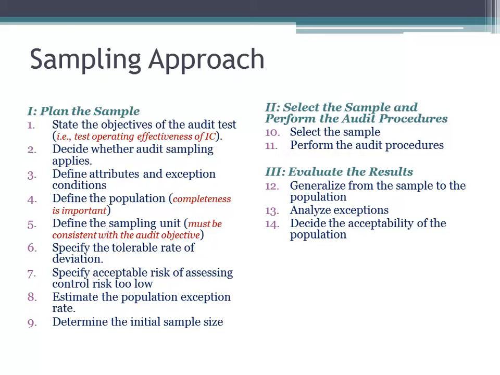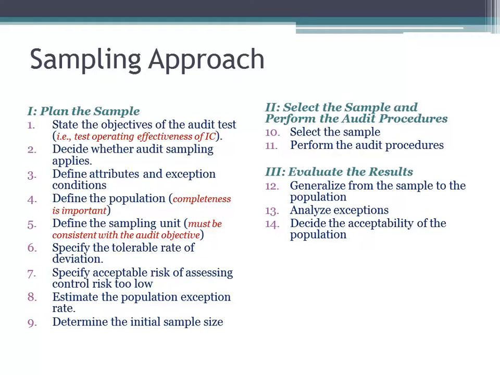Right? And so by setting the attributes, you should be able to identify the exception if those attributes are missing. So if there's no shipping document, that's an exception. If there's no voucher package with those three items, a purchase order, receiving report, and vendor invoice, that's an exception. So as you're going through this process of understanding your client's internal controls, you're identifying what attributes make up those controls. And if those attributes are not there, then that's an exception.